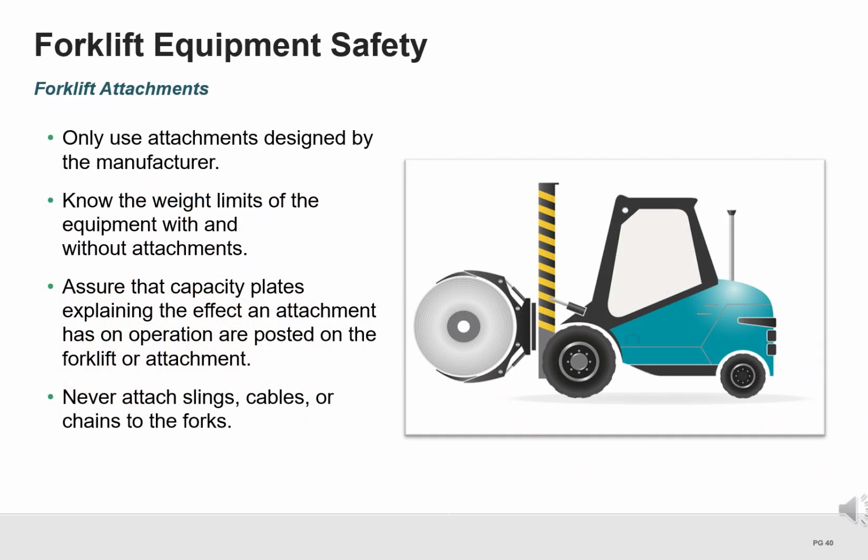Only use attachments that are designed and approved by the manufacturer. Attachments can change the forklift's capacity, so it is important to understand the weight limits both with and without the attachment installed. Make sure capacity plates are in place and clearly show how the attachment affects safe operation. Never use slings, chains, or cables attached directly to the forks, as this can create unstable and unsafe lifting conditions.